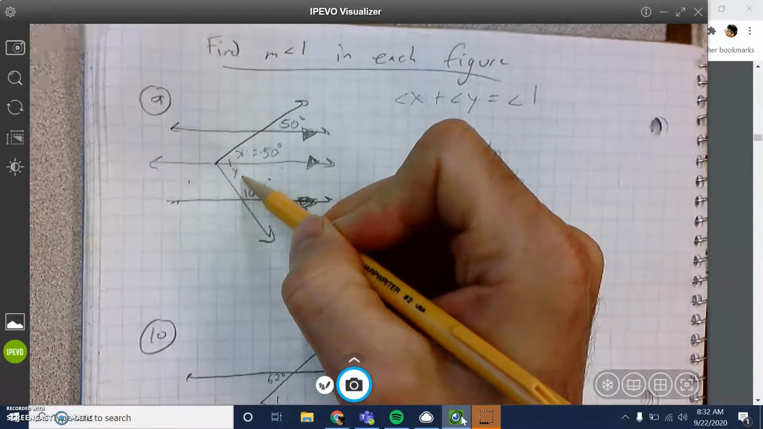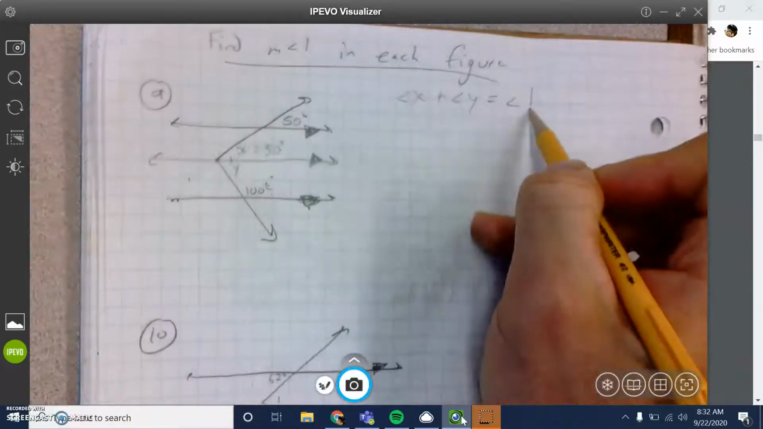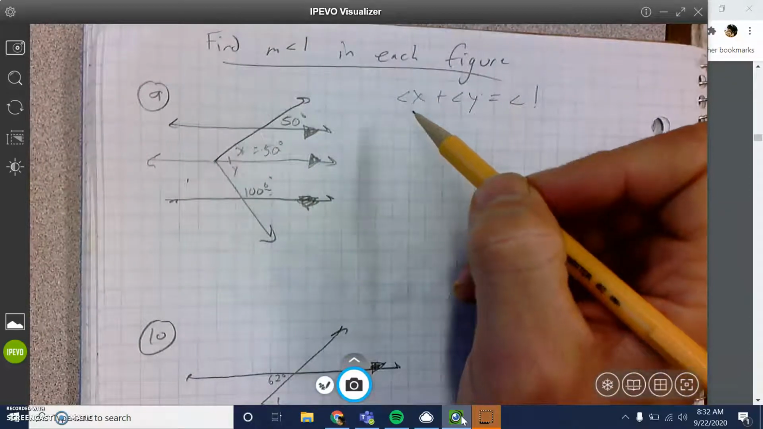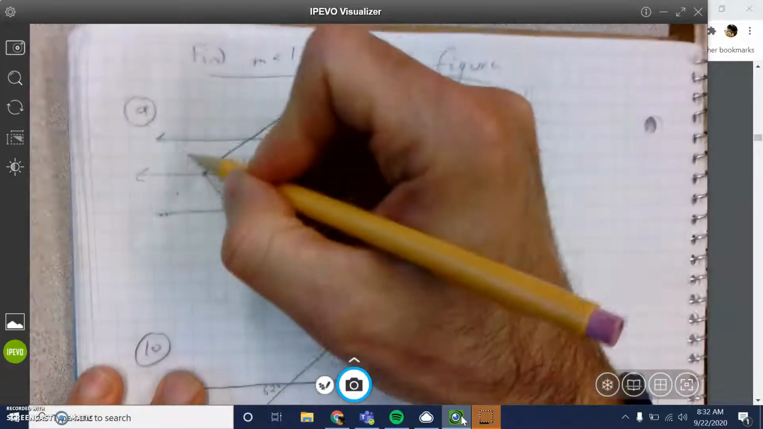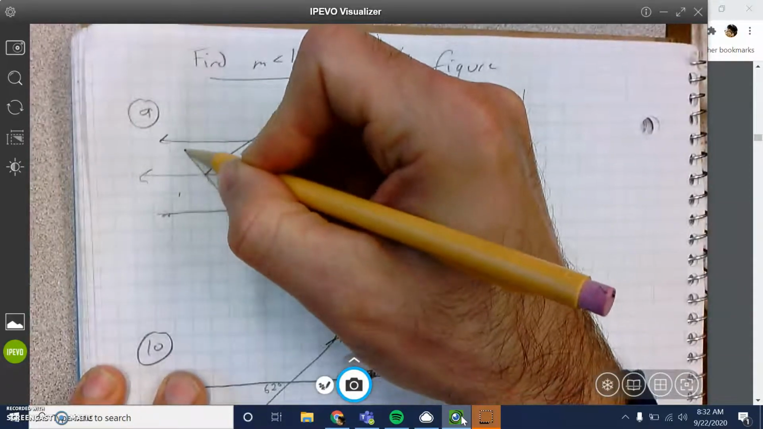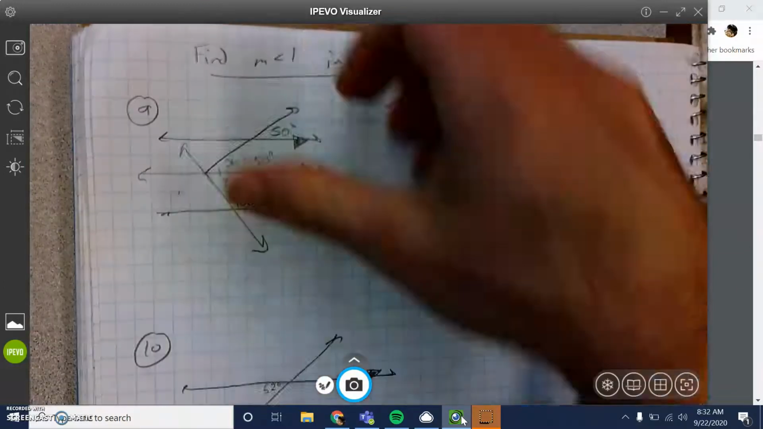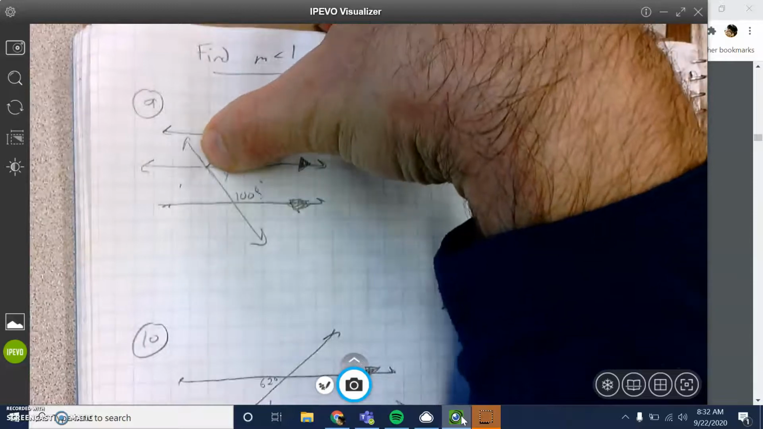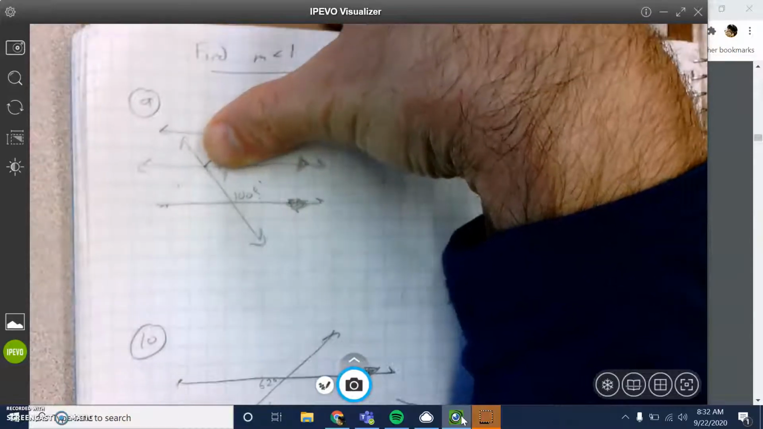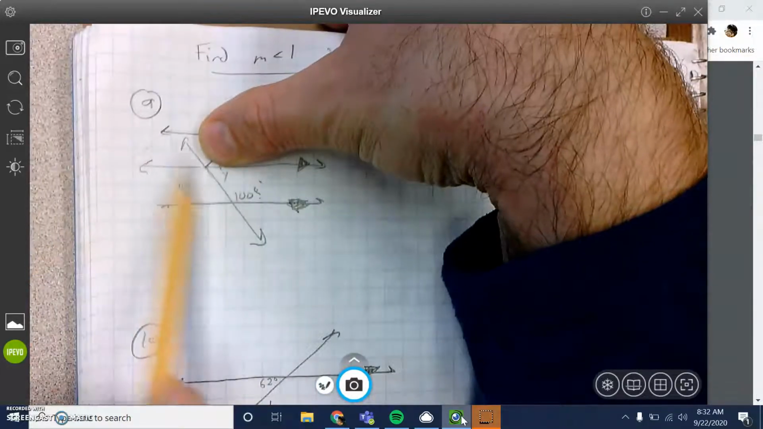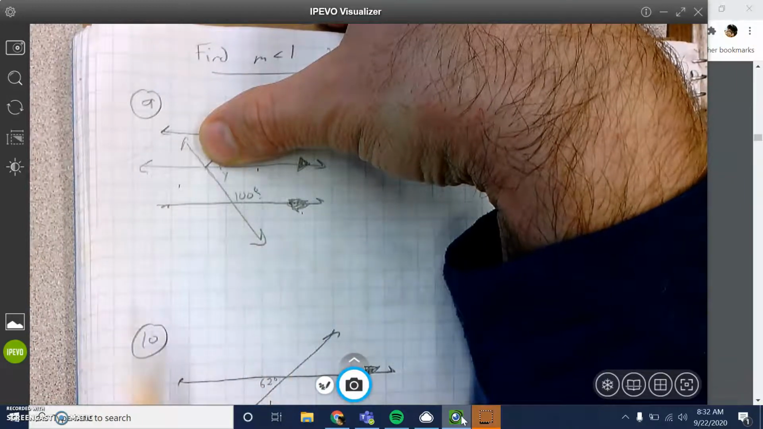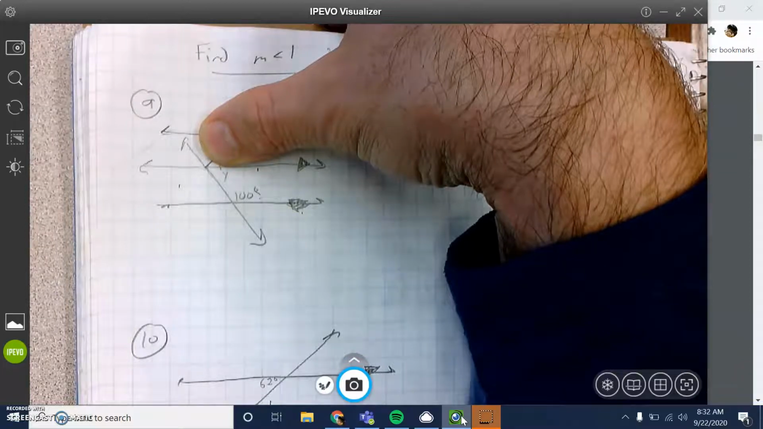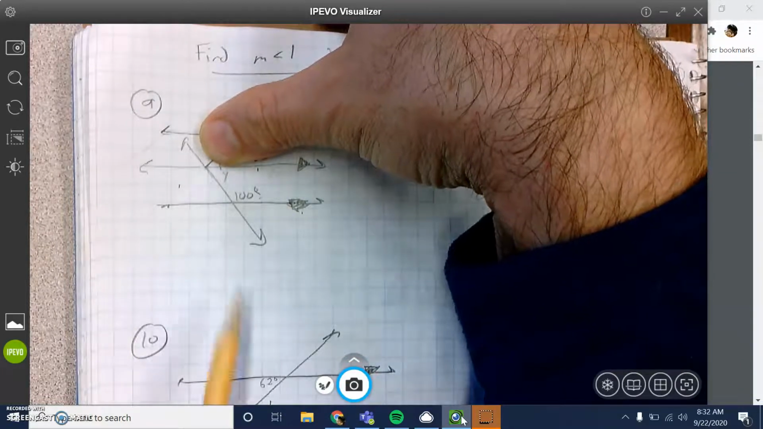Now I need to get Y. Because if I get Y, then I can get the final answer I'm looking for, which is to find the measure of angle 1. Okay, so now I'm ignoring this part right here. So now I'm trying to get Y, just looking at that. So here's my parallel lines. So now my parallel lines. So I need to look here.